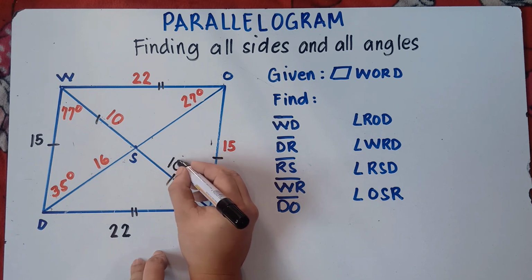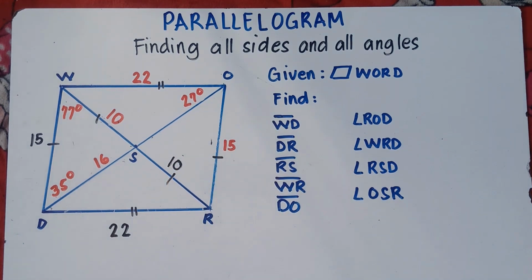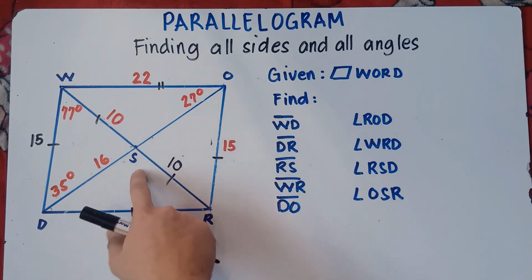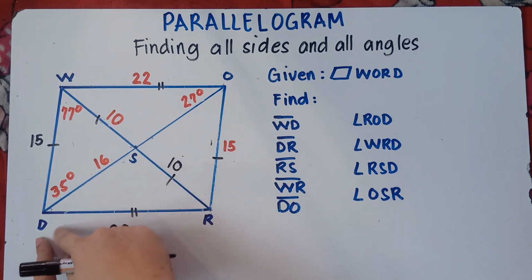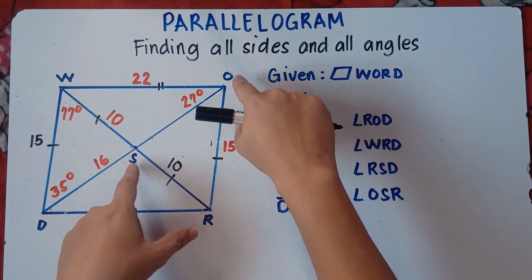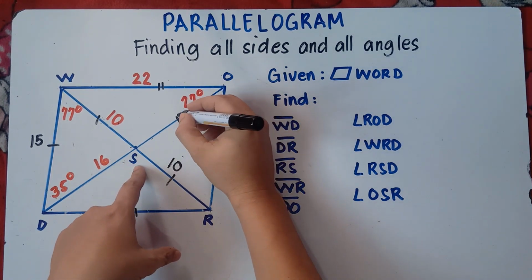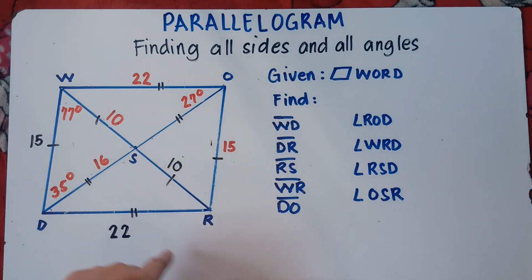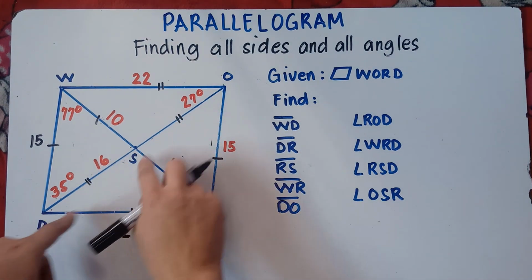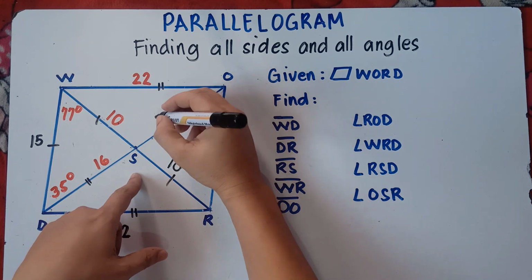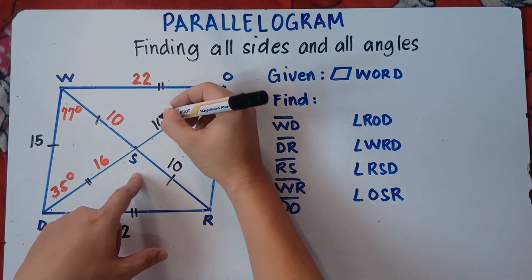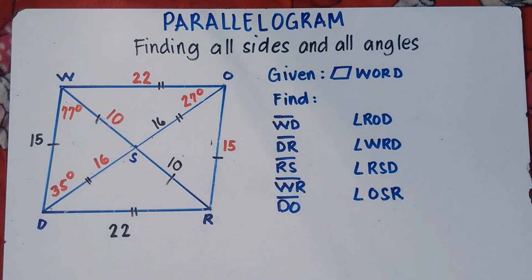Alright, we're almost done with the sides. We have DS is 16. Therefore, OS is also 16, because this side is congruent to this side. So if DS is 16, OS is also 16. And we're all set for the sides, class.